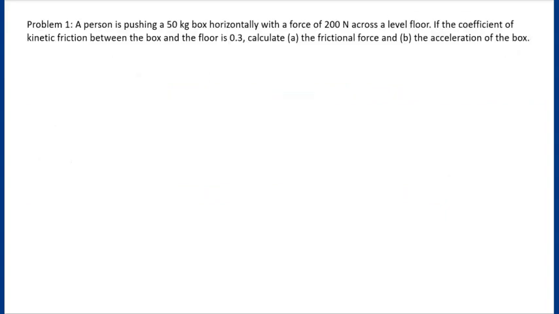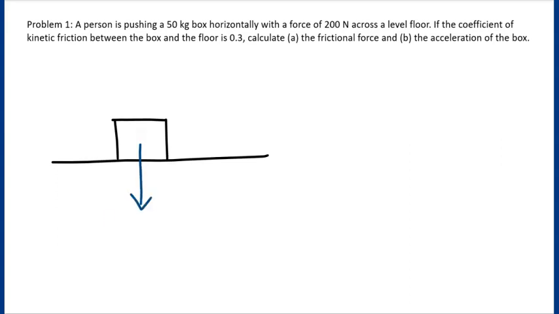Let's look at the following problem to understand the concept of friction better. A person is pushing a 50 kg box horizontally with a force of 200 newtons across a level floor. If the coefficient of kinetic friction between the box and the floor is 0.3, calculate the frictional force, meaning the kinetic friction force, and the acceleration of the box. Let's start by sketching a free body diagram. So this is a 50 kg box. So its weight is 50 times gravity.